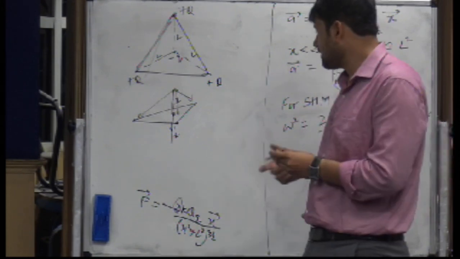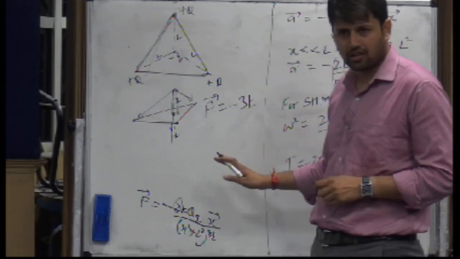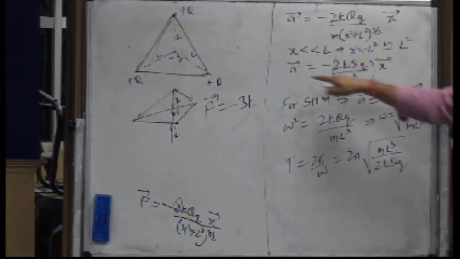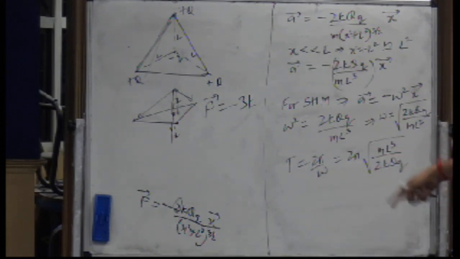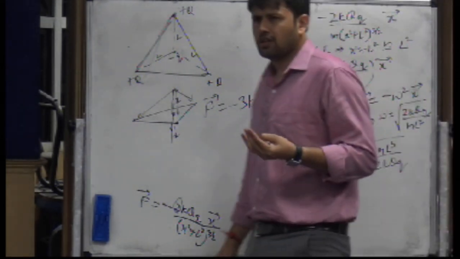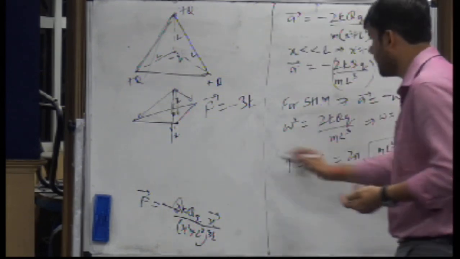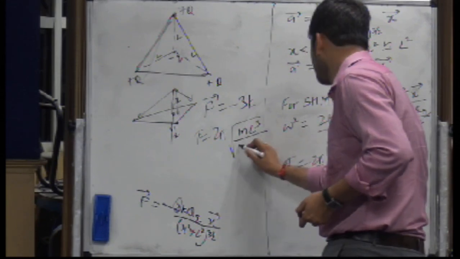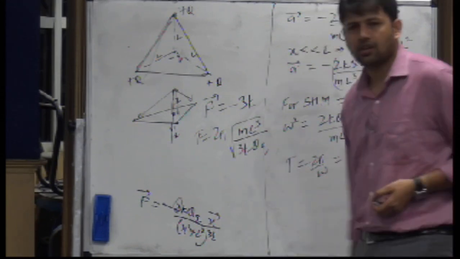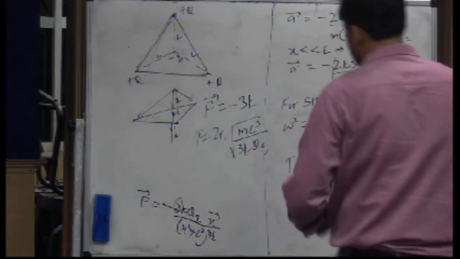So the force in this scenario would be minus 3kq and so on. The acceleration would be 3kq upon this thing. The time period would be ml square by 3kq. So if it's a regular polygon of 3 corners, the time period is 2 pi under root ml cube by 3kq. If it's a regular polygon of n sides, n would come in place of 3.